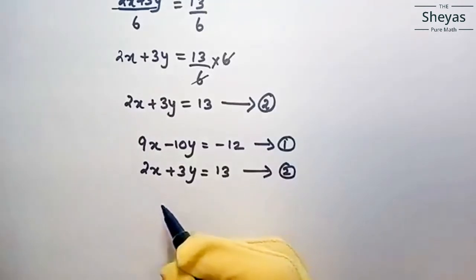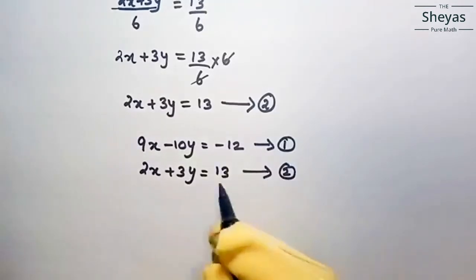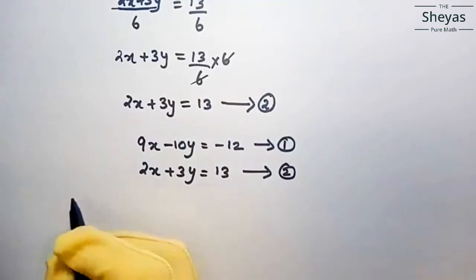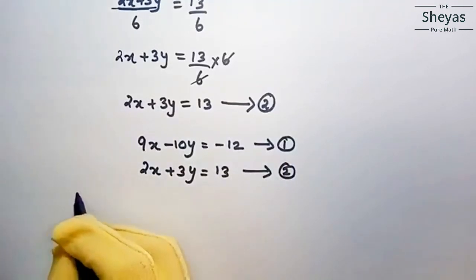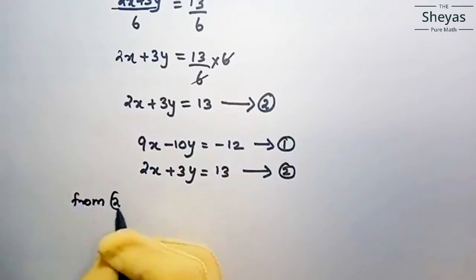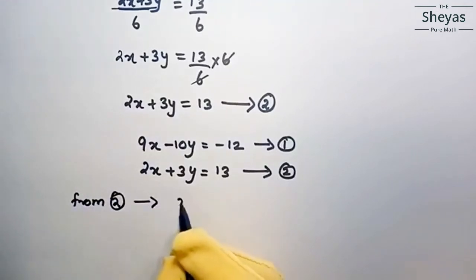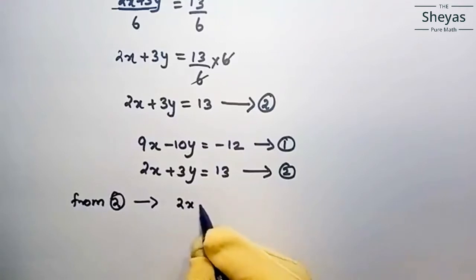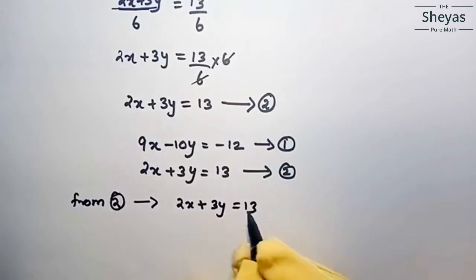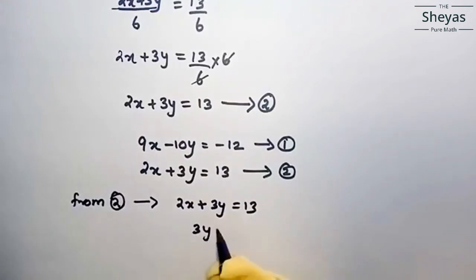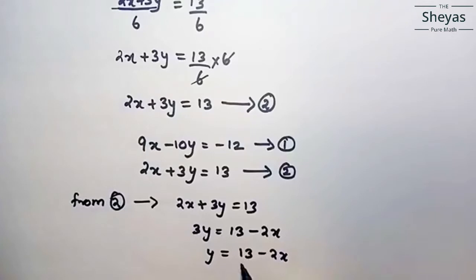Now, here, I am taking from the second equation. So, from 2, what I am doing is 2x plus 3y is equal to 13. That I am writing as 3y is equal to 13 minus 2x. Y is equal to 13 minus 2x by 3. I am marking this as 3.